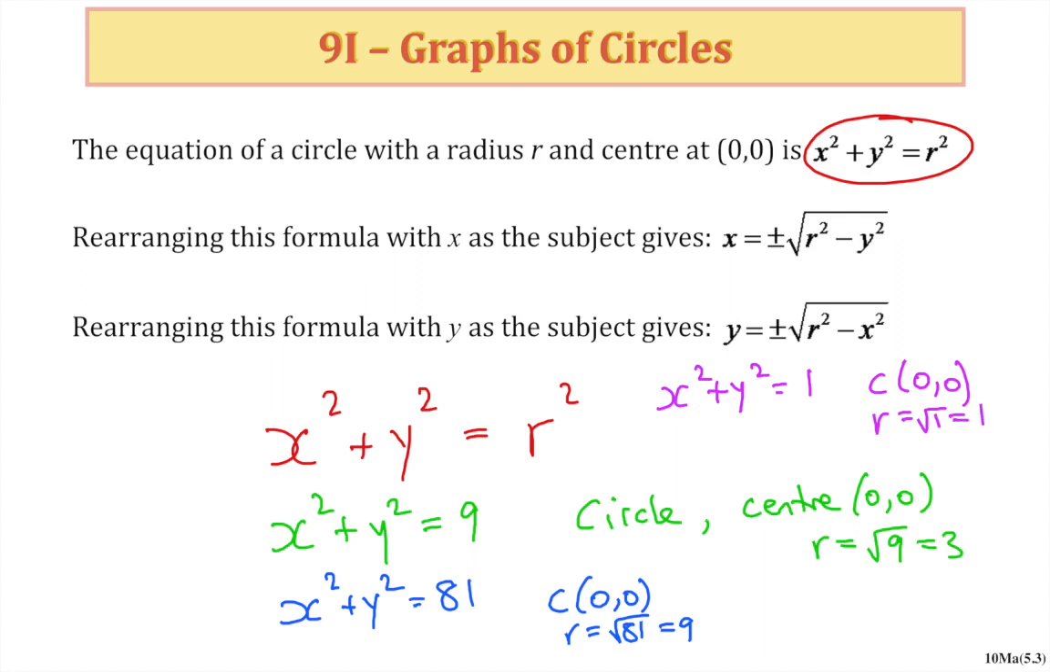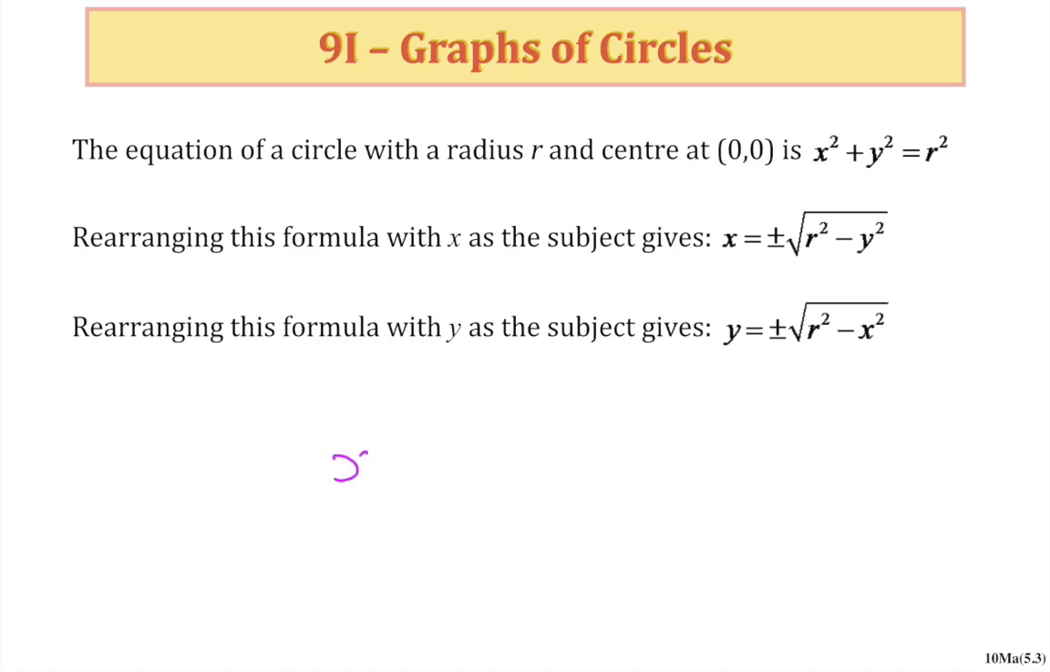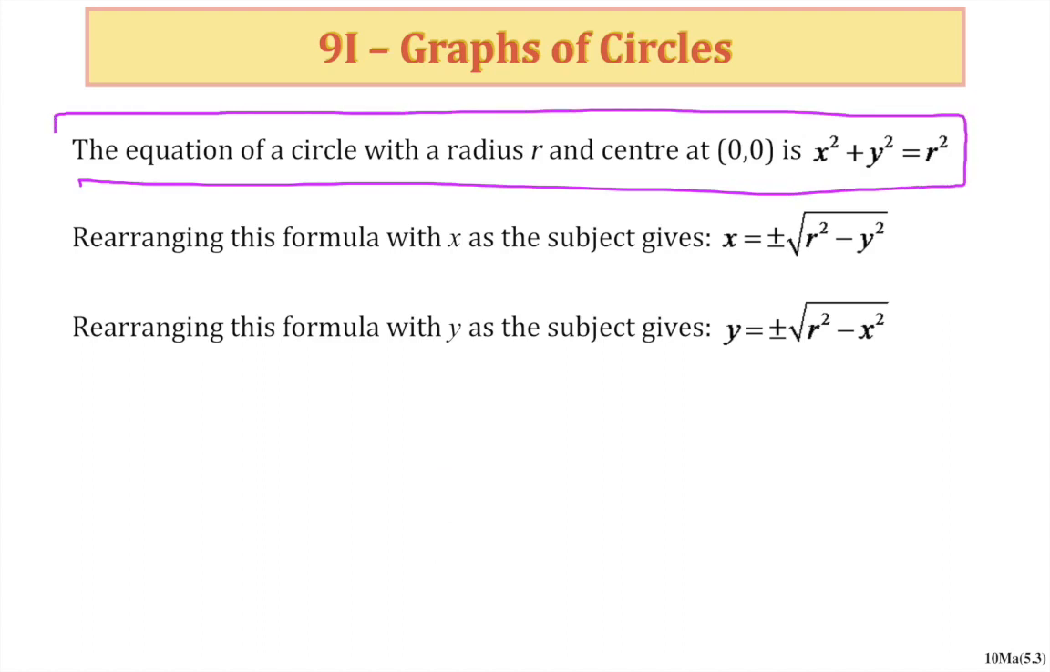If I was going to get a little bit trickier, I might ask one like this. X squared plus y squared equals 5. Well, that's a circle with a center at 0, 0, because the center is always at 0, 0, and the radius is the square root of 5, which is a messy decimal. So just leave it as square root 5, leave it in exact form. So that's our first point that we need to understand. When an equation is in the form x squared plus y squared equals the radius squared, it's always a circle.